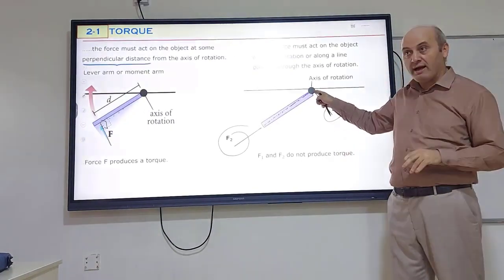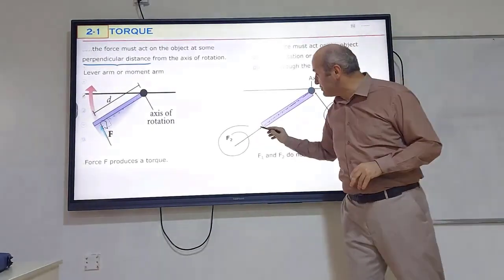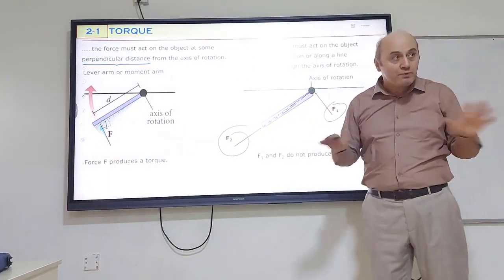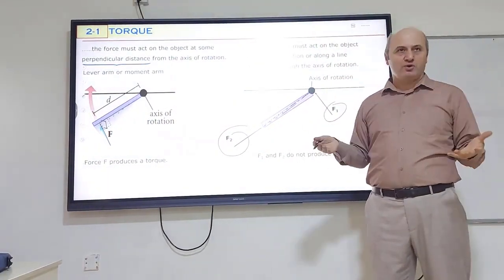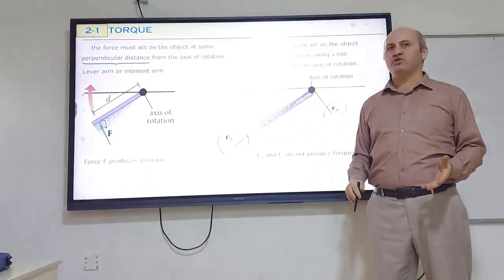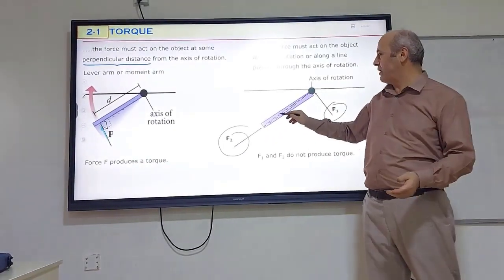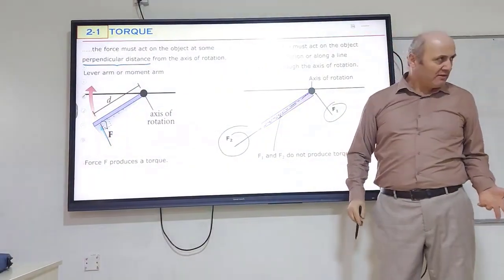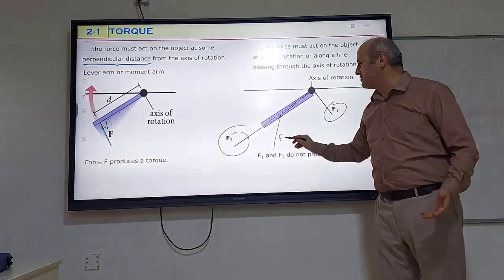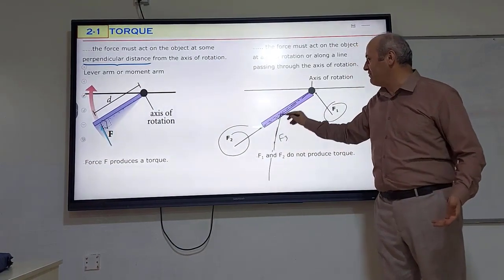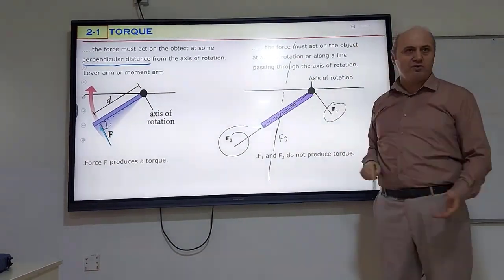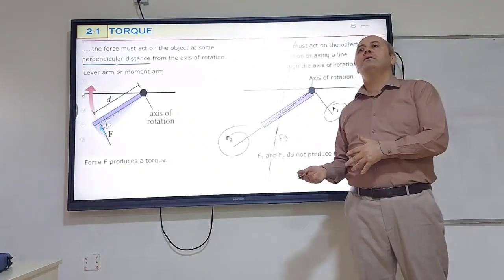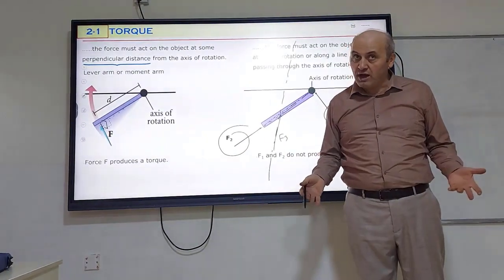If a force acts on the axis of rotation, or if a force extension passes through the axis of rotation, these two forces cannot produce a torque. Any other force acting on the object will produce some torque. For example, this one. Will it produce some torque? Let me check. Extend it. When you extend F3, if it's not passing through the axis of rotation, it produces some torque. Maybe big, maybe small, but it produces some torque.